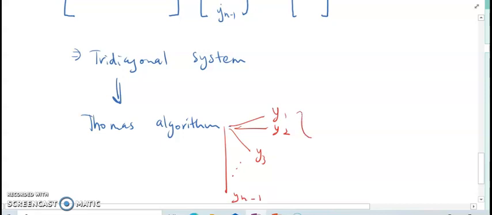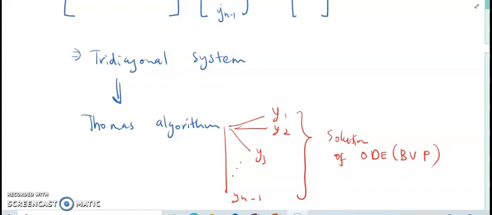These values are actually the solution of our ODE problem, the boundary value problem. In the next video, I will explain how to solve this tridiagonal system by using the Thomas algorithm. For now, I hope you understand how to use the finite difference method in solving boundary value problems of ODE.